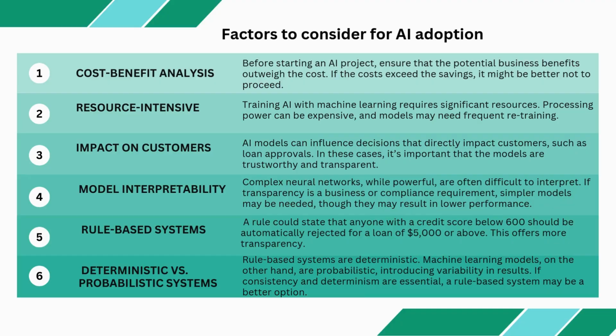Lastly, deterministic versus probabilistic systems. Machine learning models are probabilistic, which means they introduce variability in the results. So if your system wants a deterministic result, meaning they always want the same output for the same input, then a typical rule-based system would be a better option. So if consistency and determinism are essential, a rule-based system may be a better option.